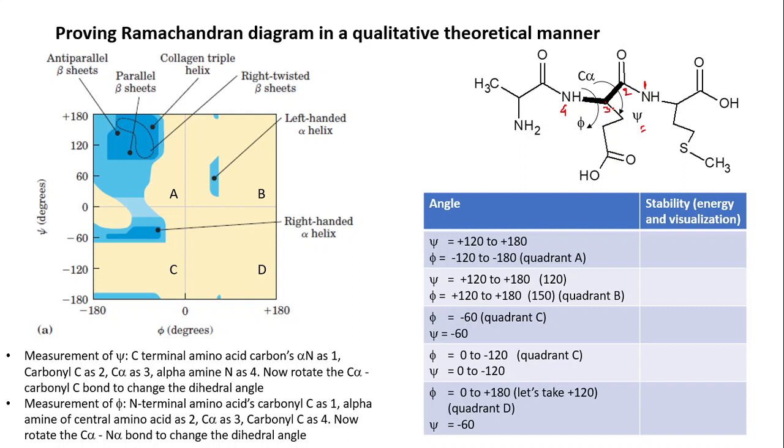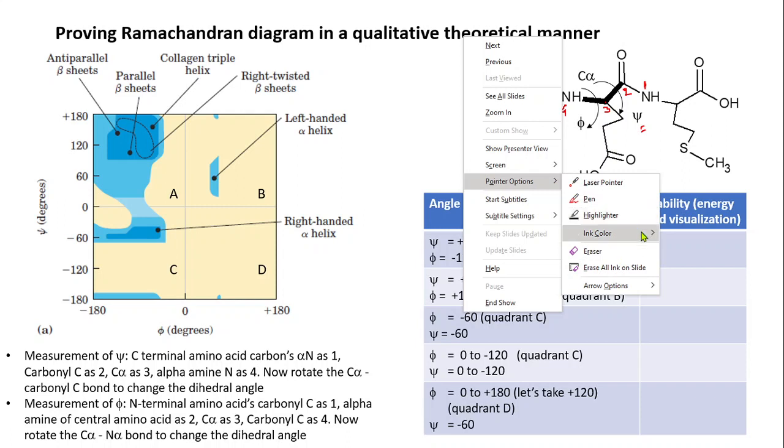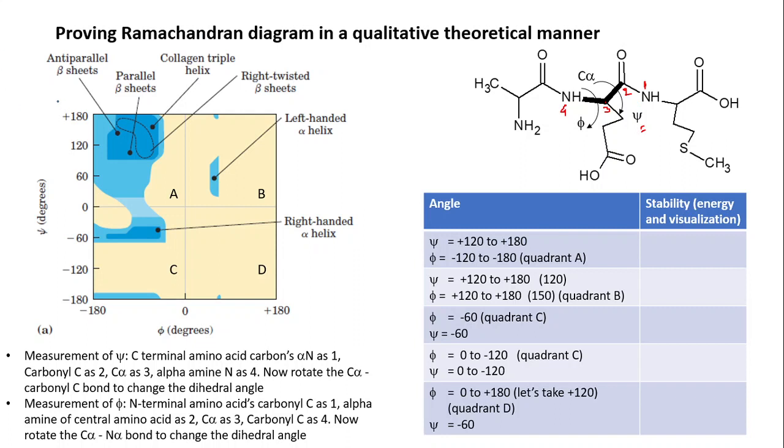How to make the phi? I'll just tell you what the numbering scheme is. For the phi, the N-terminal amino acid's carbonyl carbon is 1. That is, this one should be 1. Alpha amine should be 2, alpha carbon as 3, and carbonyl carbon should be 4. So that should measure the phi.